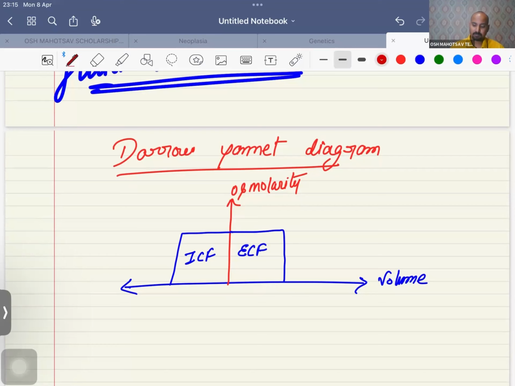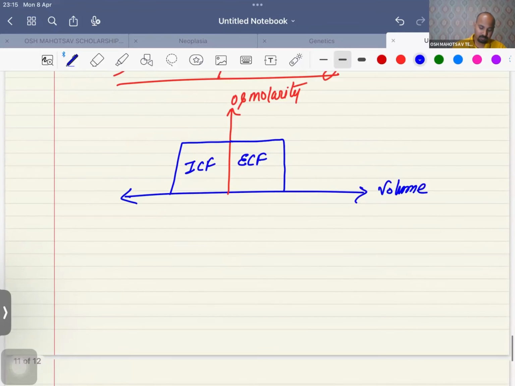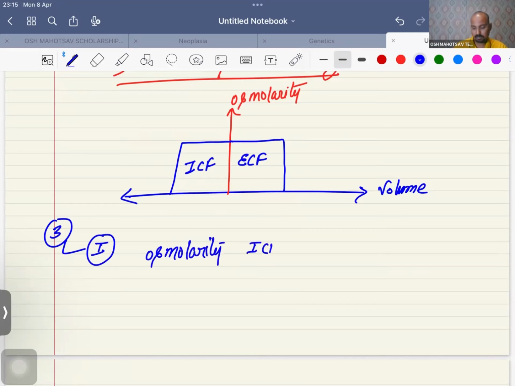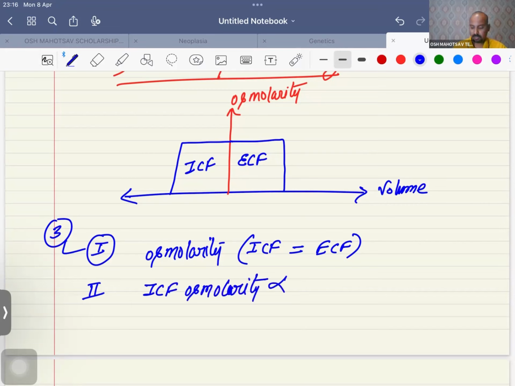And after that we have three rules. What are the three rules? Rule number one is osmolarity of ICF is equal to ECF. Okay. And rule number two is ICF osmolarity is inversely proportional to ICF volume.